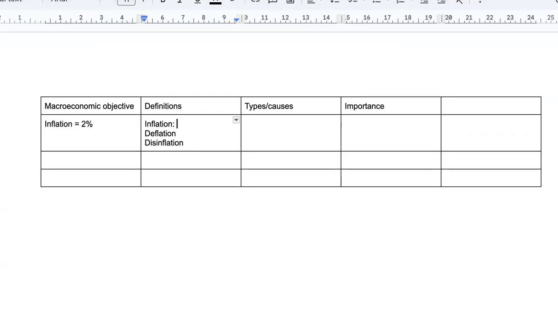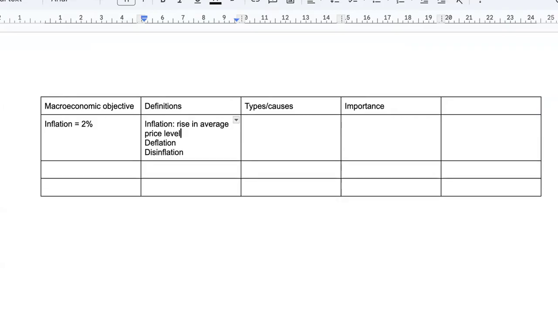The rise in general price level. Yep, rise in average price level, rise in general price level, any of those. And again, just to recap, in micro, we look at stuff like the price of chocolate or the price of a chair. In macro, it's just average prices around the entire economy. And then what is deflation? The opposite. Decrease. Yeah, perfect.